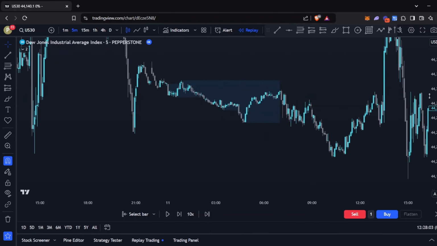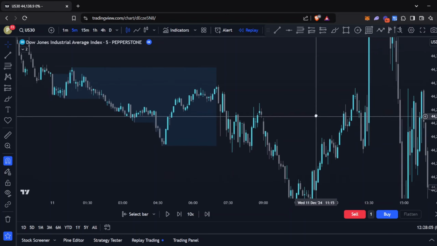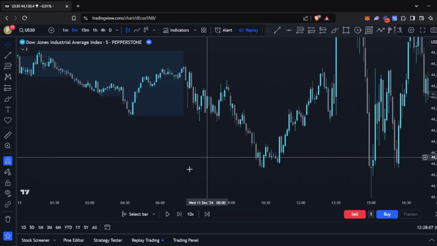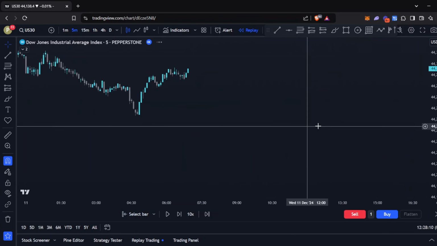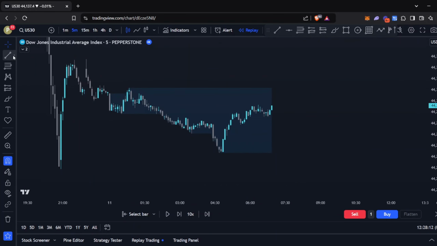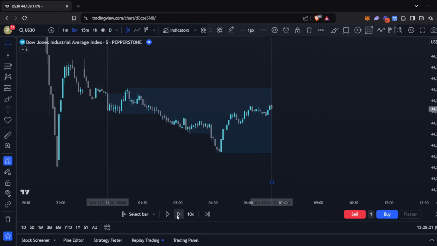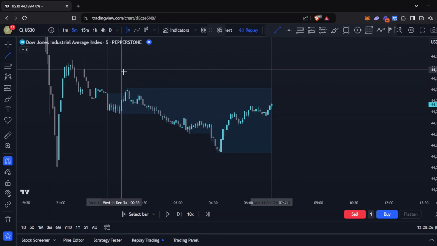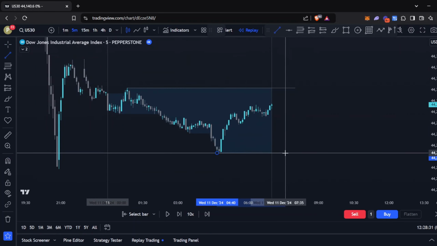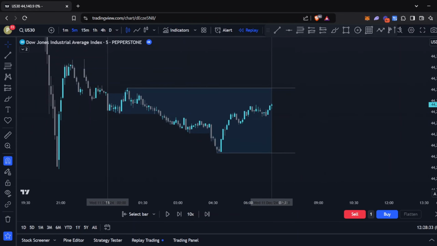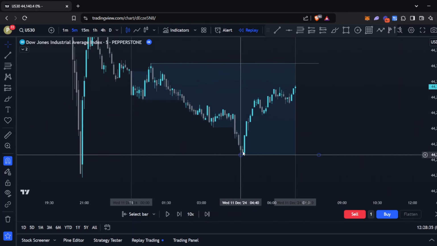Here we are on US 30 again, just yesterday, the day before today. If I again get the replay mode out, we can do what we just did. I mark out the beginning of the Asia session, which is right here at midnight, and then I mark out 7 in the morning UK time, which is right there. This is our Asia session range. Now I identify the highest point the Asia session range went to, and then the lowest point, just like that. Now we've got the high and the low.